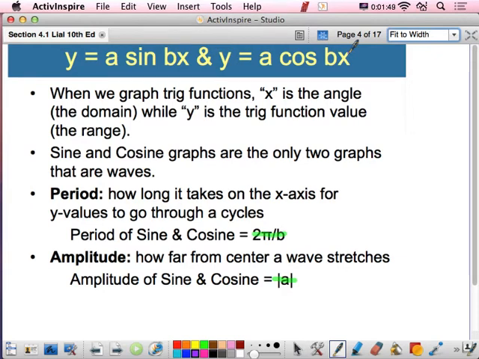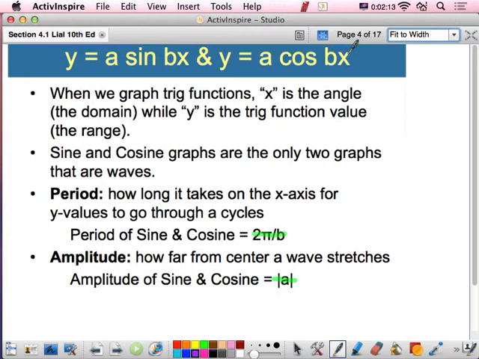So the first thing you need to recognize here is that the coefficient of the trig function has a name. We call it little a so that we can talk about it without always having to say the coefficient of the trig function. The coefficient of the x is called little b, and those tell you something about the graph. And so that's what we're going to do today, is start to figure out what effect a and b have on the graph of sine and cosine.